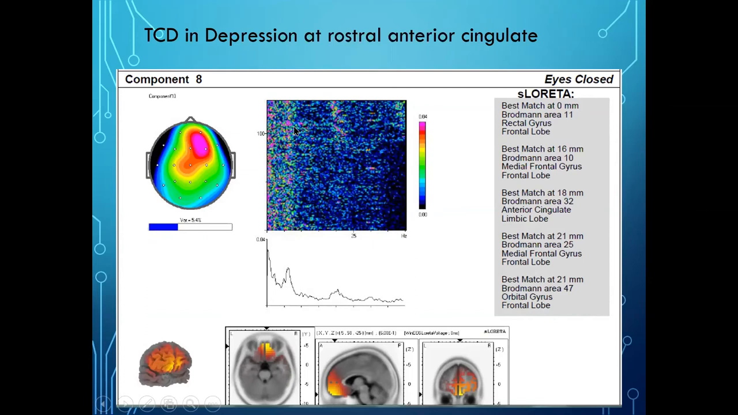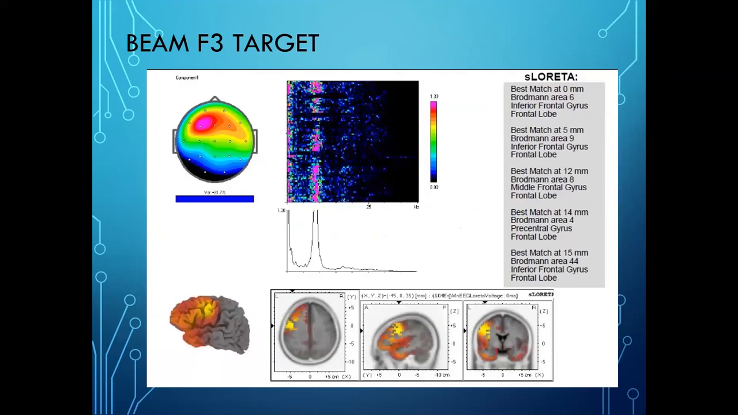Theta at the anterior cingulate is a biomarker that those tend to respond positively to. And we'll look at that as a feature in just a little bit. First, let's look at a classic beam F3. This is component number one, the beam F3 left frontal source of alpha. It's the largest component, and it's over 30% of the EEG variability. So this is a gigantic feature.